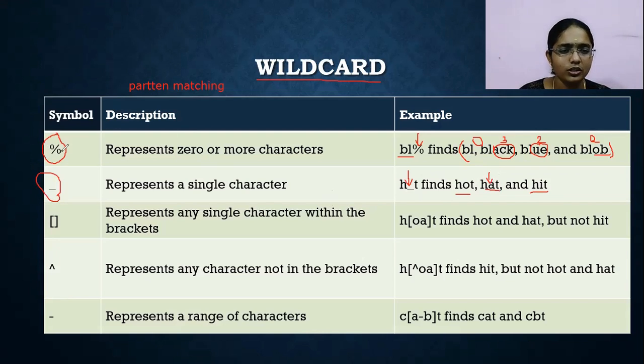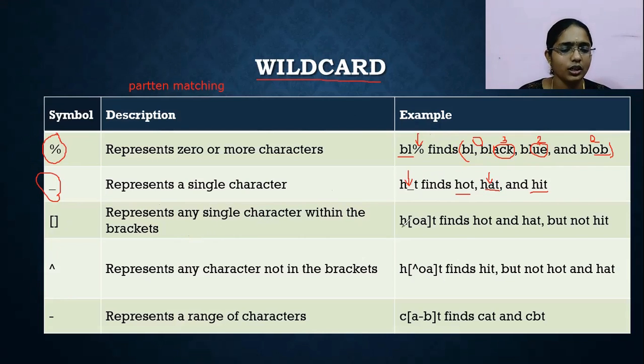If you give percentage, it can be 0 or any number of characters. If you give underscore, only one character will be matched, a single character. And next is the bracket, which represents any character within the bracket.